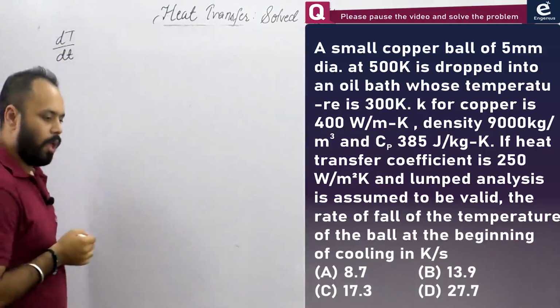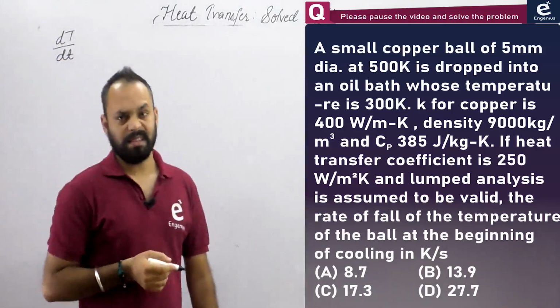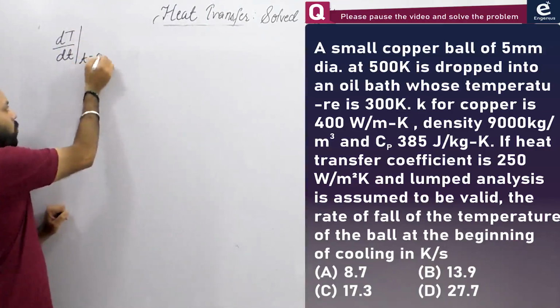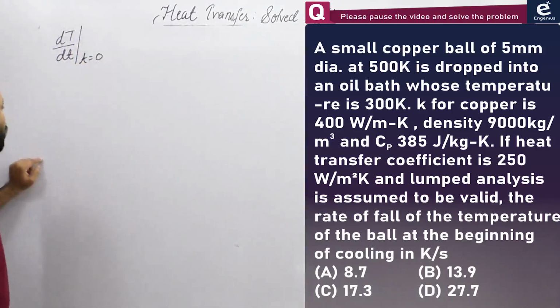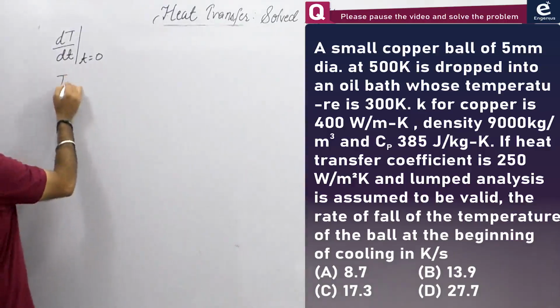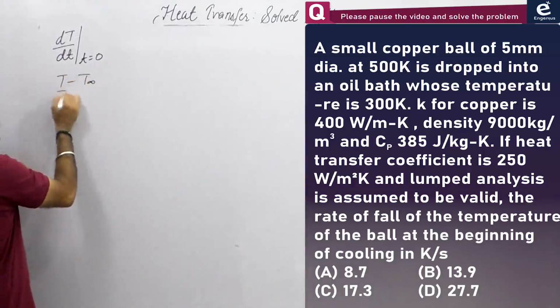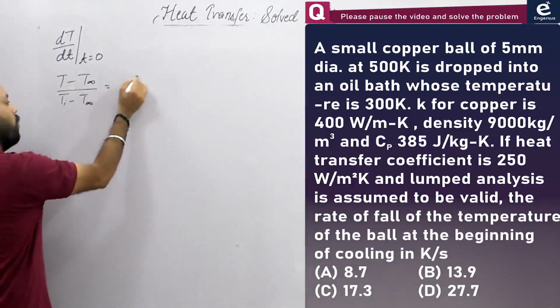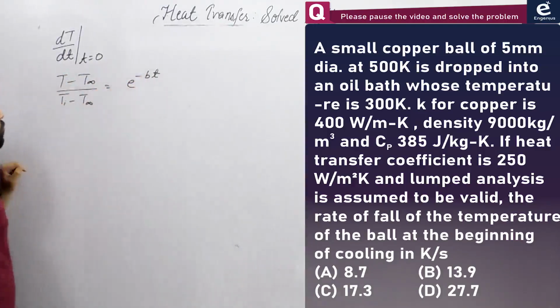Temperature of the ball at the beginning of the cooling means at time t equal to 0. What is this value? This has been asked. So let us have a look at the expression of the lumped heat capacity system, that is (T minus T infinity) by (Ti minus T infinity) is equal to e raised to the power minus bt. I think this was the expression. b is hA by rho Cp V.